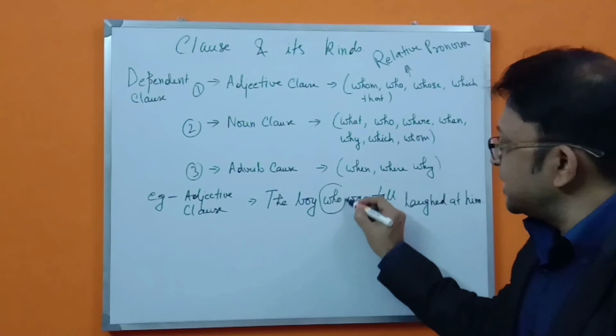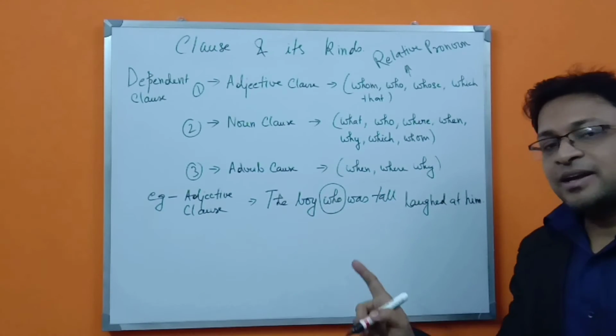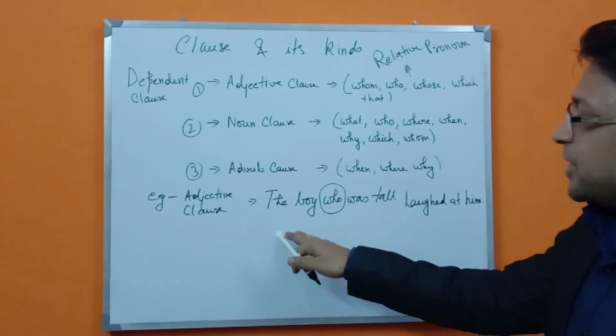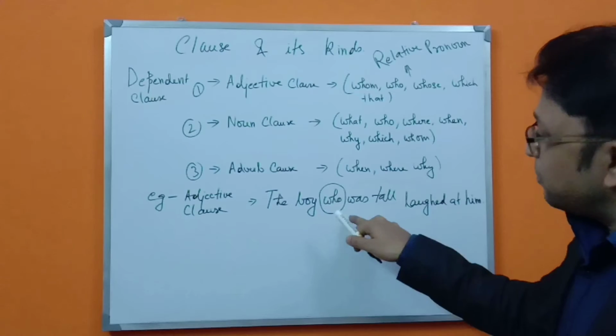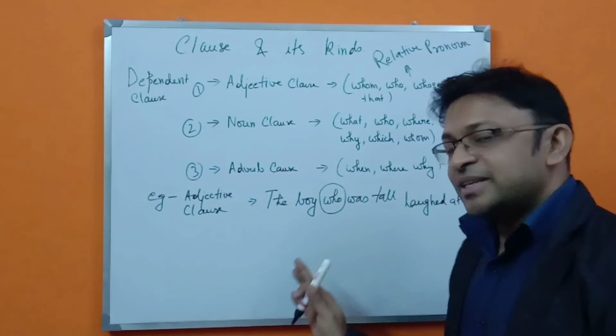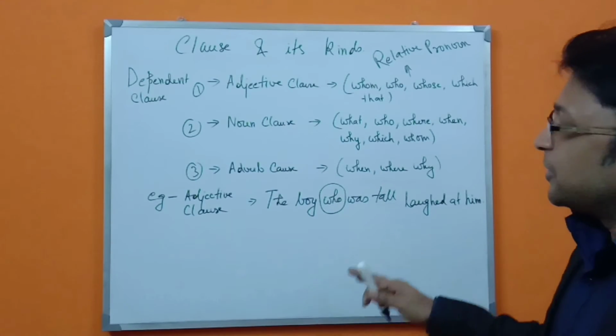As you can see, I have used an adjective clause, and after that the sentence can give a complete meaning. So you have to remember this. For an example of an adjective clause: the boy who was tall laughed at him. If you do not use this, the sentence cannot be correct. So you have to remember this.